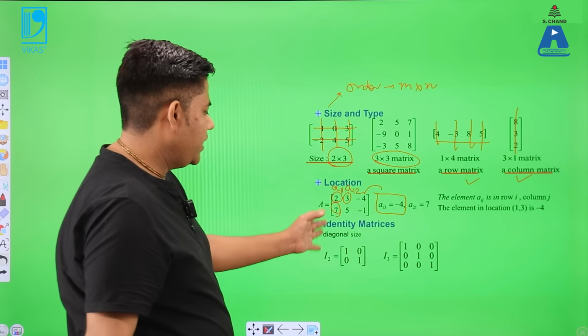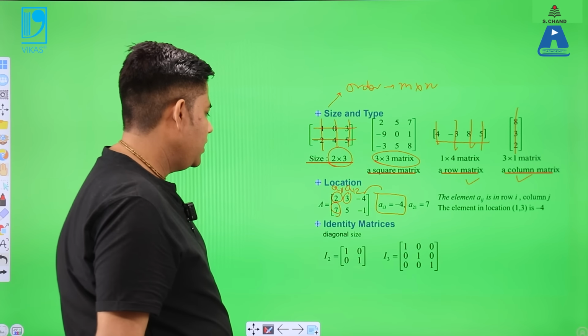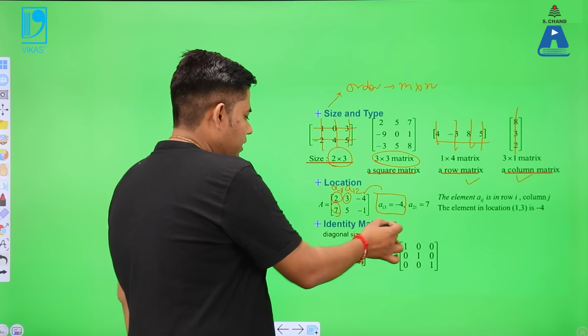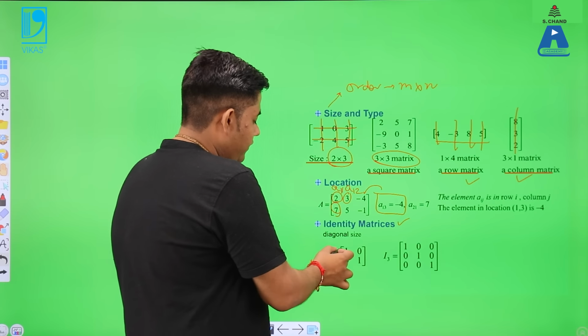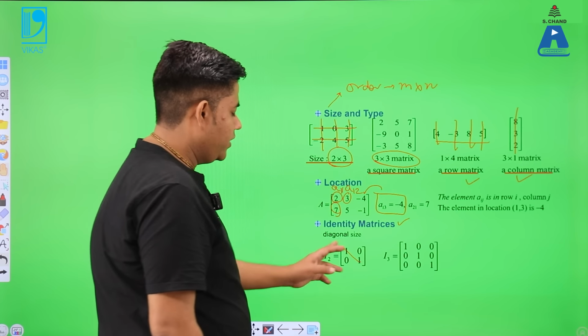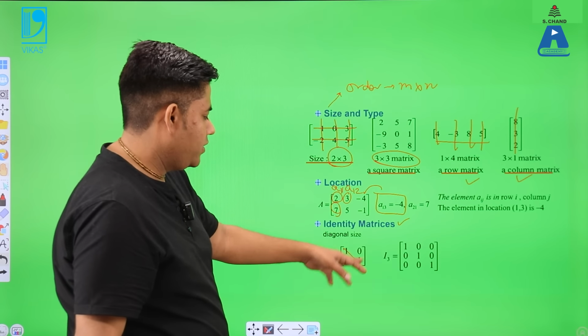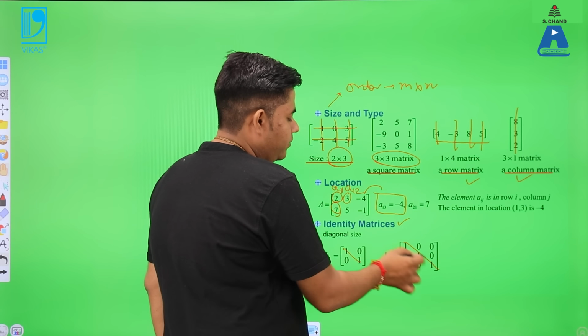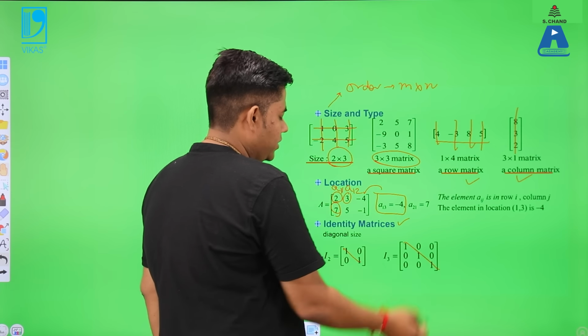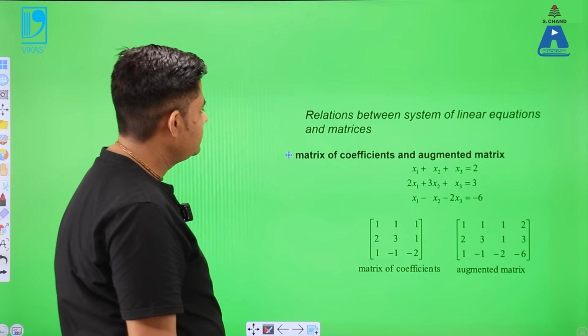Apart from that, you have the diagonal matrix, in which specifically these identity matrices are there, in which you have the numbers 1 placed on the diagonal and the rest of the entries are 0. And here also you have the diagonal placement of the numbers and the others are placed as 0.